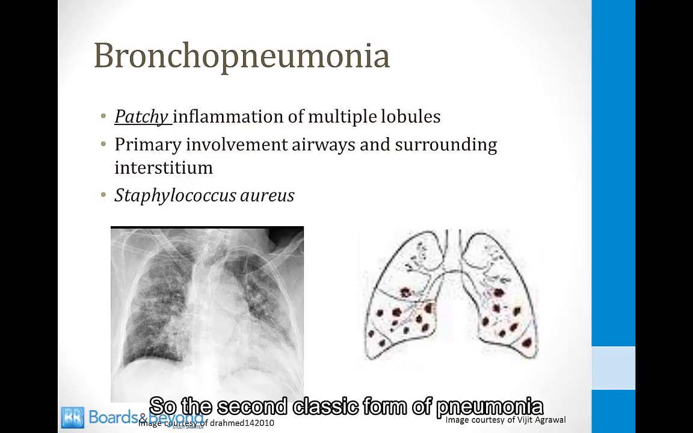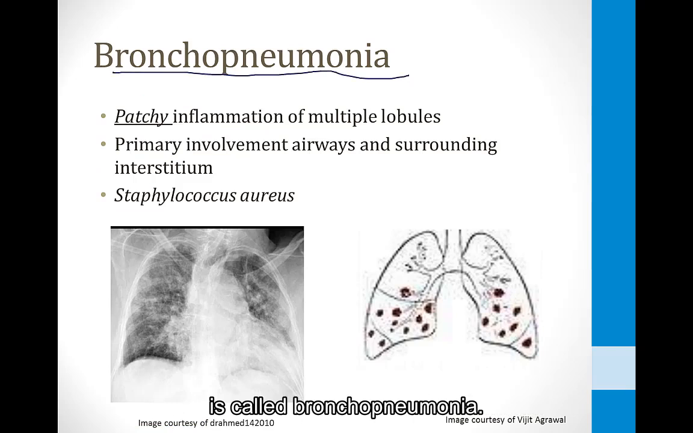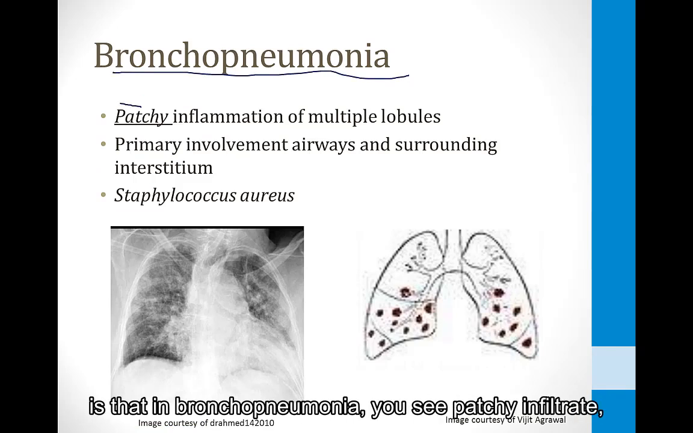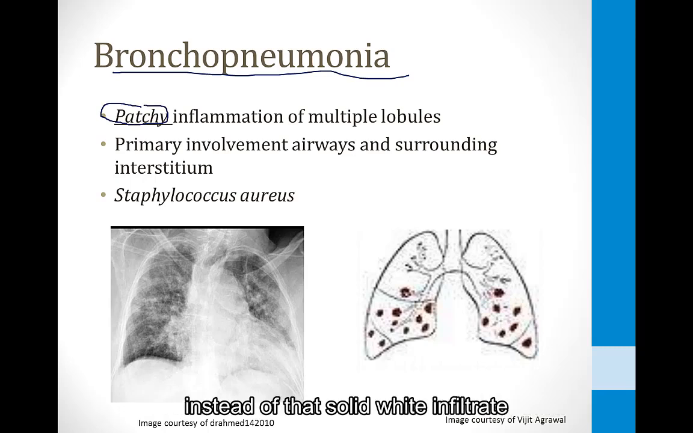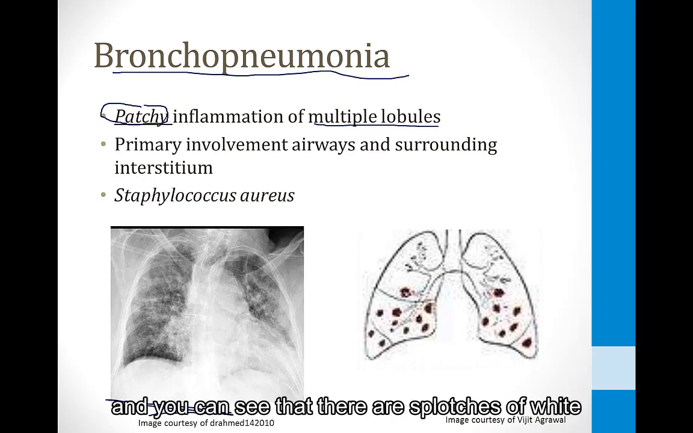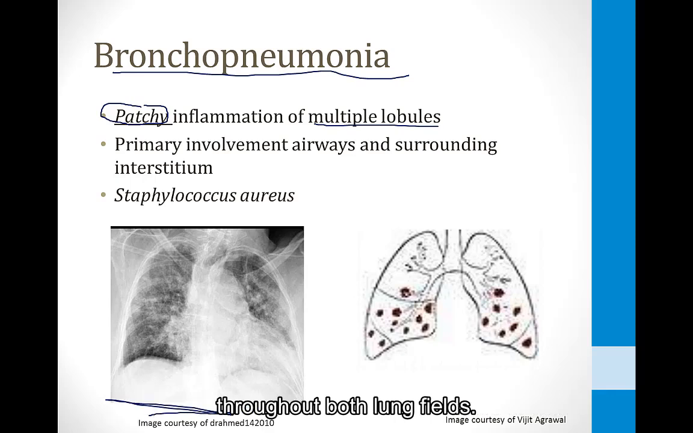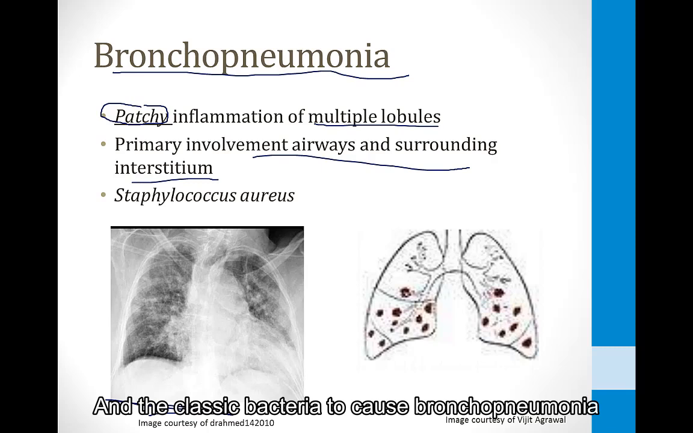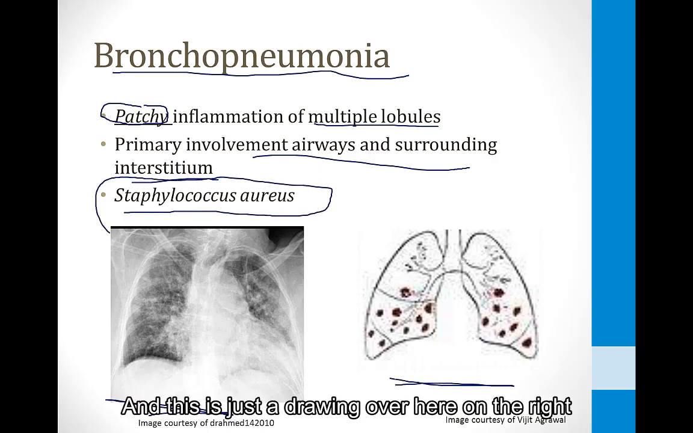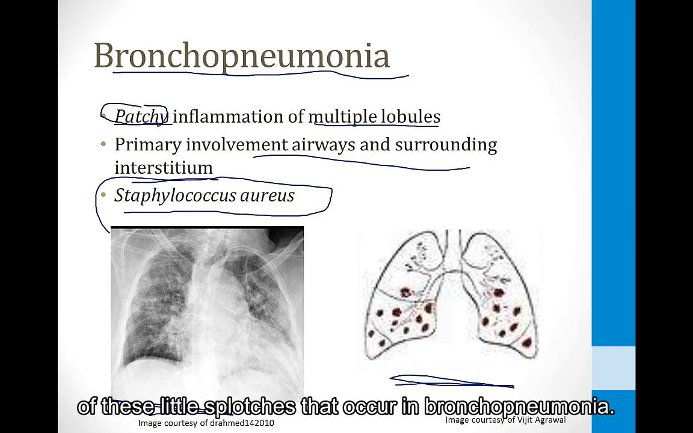So the second classic form of pneumonia is called bronchopneumonia, and the difference between lobar and bronchopneumonia is that in bronchopneumonia you see patchy infiltrate instead of that solid white infiltrate, and it involves multiple lobes. This is a picture of bronchopneumonia in this x-ray down here on the left, and you can see that there are splotches of white throughout both lung fields. In bronchopneumonia, there's primary involvement of the airways and the surrounding interstitium, and the classic bacteria to cause bronchopneumonia is Staph aureus.